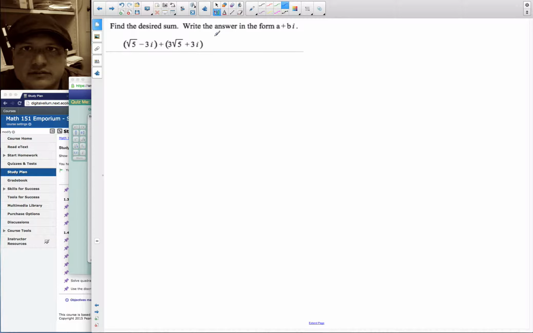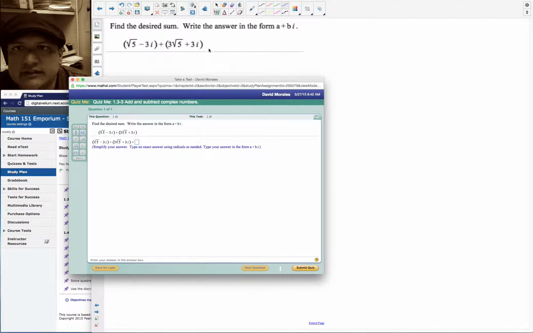As you can see also, the reason I'm doing this is because I haven't seen these problems before. They're randomized, so I haven't worked them out in advance.